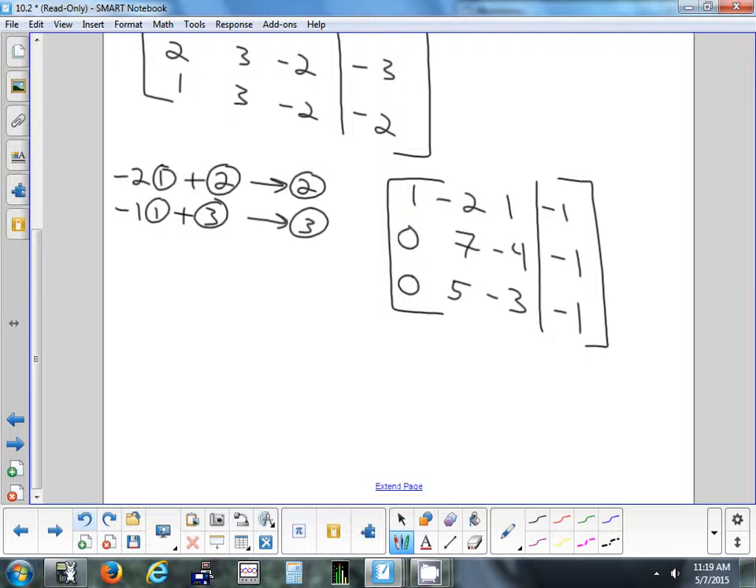We have 0's in those spots. You're never going to go back and use row 1 for anything else in this problem. If you do, you're going to mess up these 0's. We're going to add combinations of row 2 and 3 together now. But no matter what I do with rows 2 and 3, I can't mess up these 0's. They're always going to stay 0.